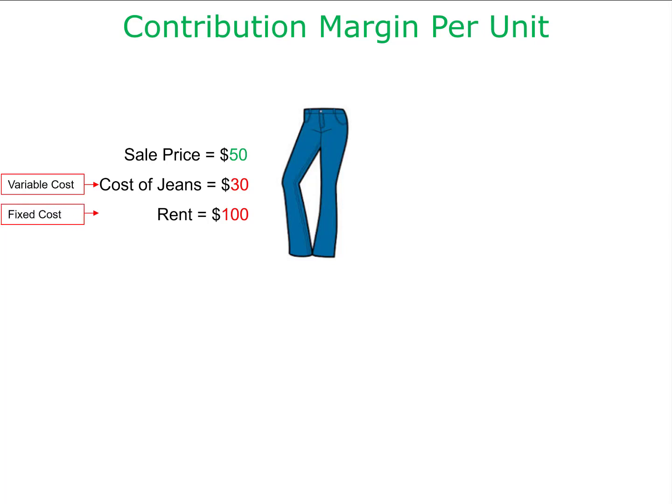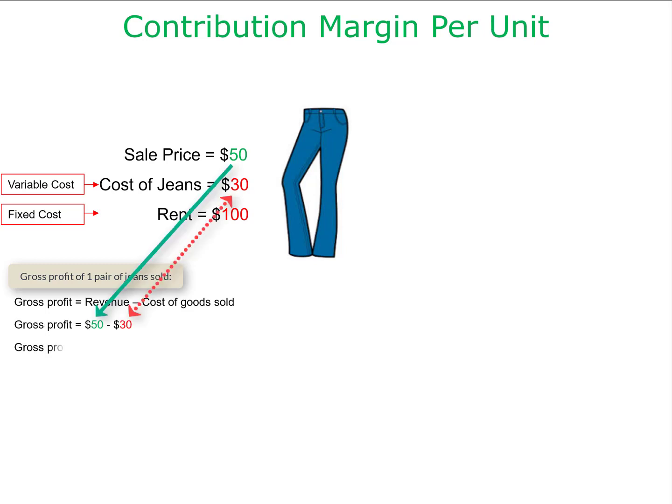So if Lisa sells 1 pair of jeans, what is the gross profit on that pair of jeans? Remember, the formula for gross profit is revenue minus COGS, cost of goods sold. So she sold 1 pair of jeans at $50 and the jeans cost her $30. Her gross profit is $20. So this means that each pair of jeans contributes $20 towards covering the fixed costs, after which it then contributes to generating net income.